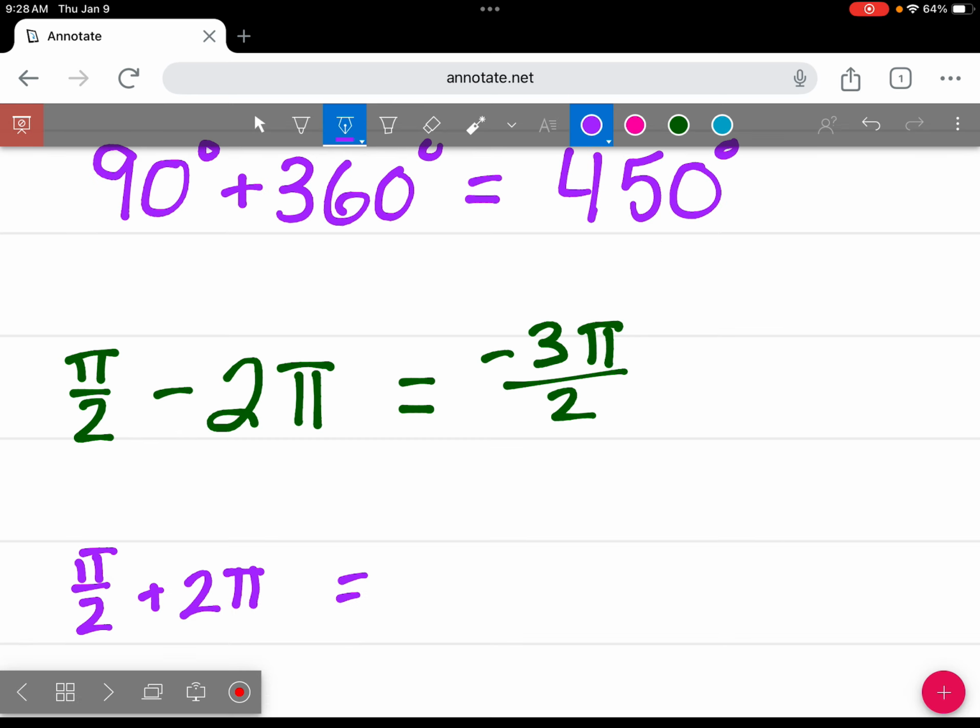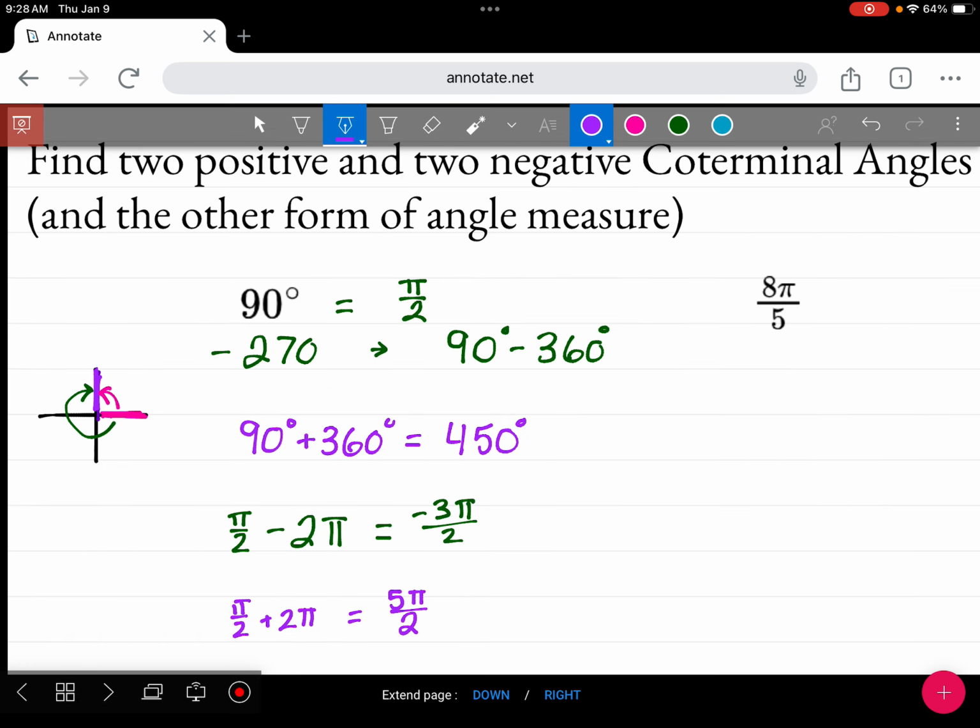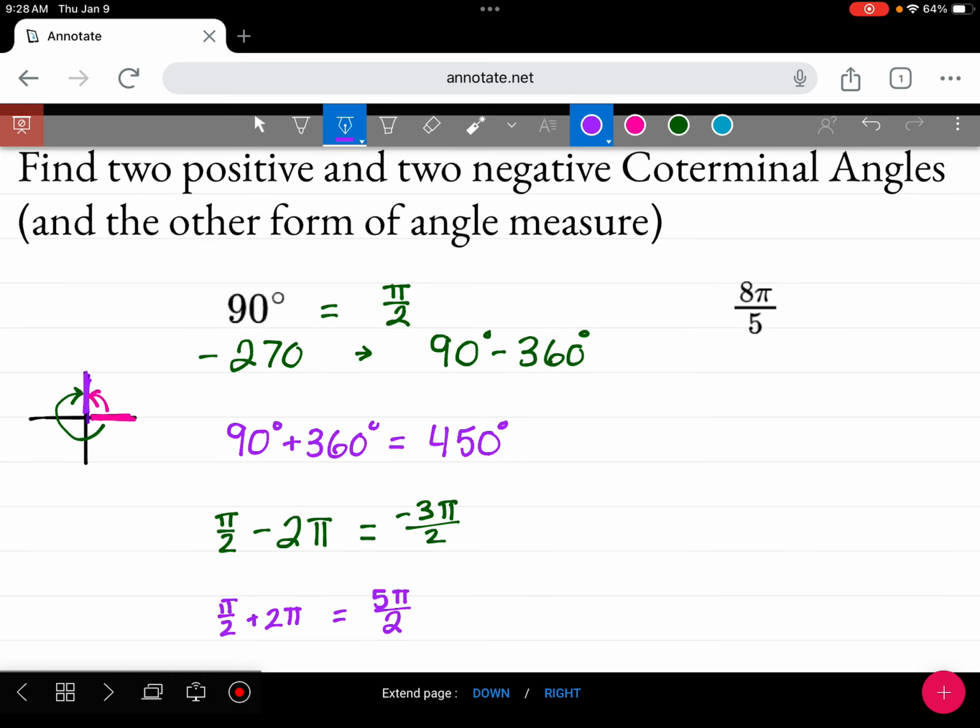So what would our positive be? Yeah, 5 pi over 2. And it's just one of those things with radians. We always do them as improper fractions. We won't write them as mixed numbers. It feels super weird to say it as 1.5 pi. It feels so wrong to say it like that. So we always do them as these improper fractions. It's just one of those things that makes it easier when we're actually doing the trig stuff with them.